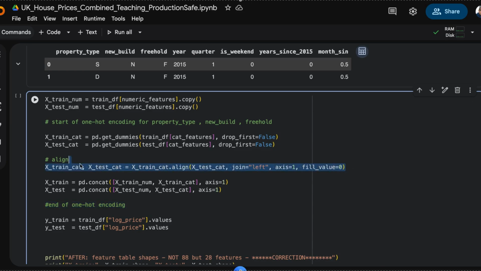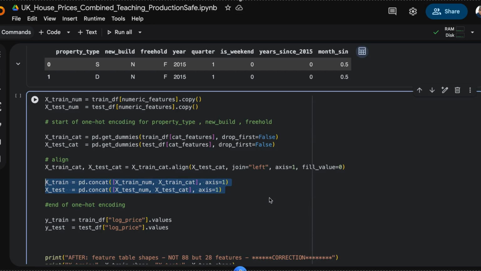After one-hot encoding, we align the categorical feature columns between training and test sets. Sometimes a category appears in training but not in test, or vice versa. Alignment ensures both datasets have identical column structure. Any missing category in test is filled with 0. This preserves consistency. We now concatenate numeric engineered features and one-hot encoded categorical features.